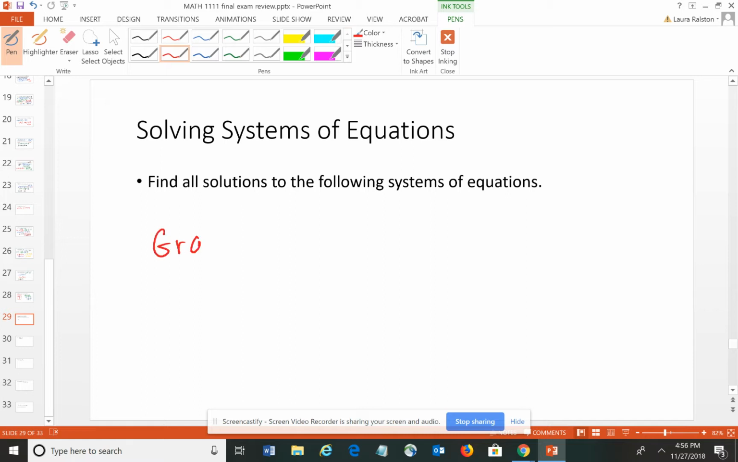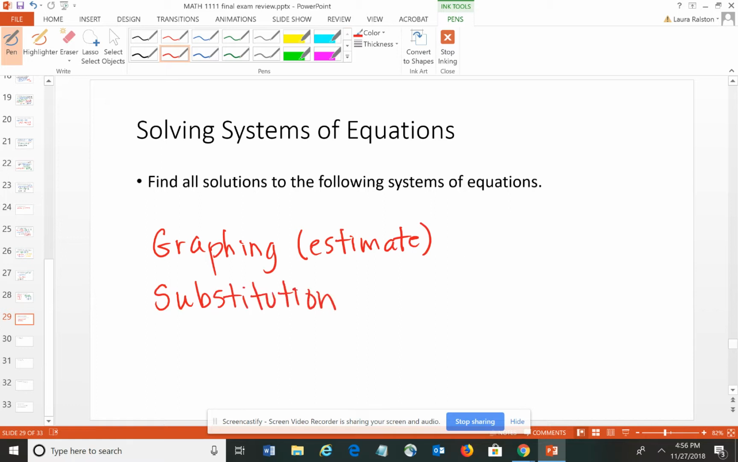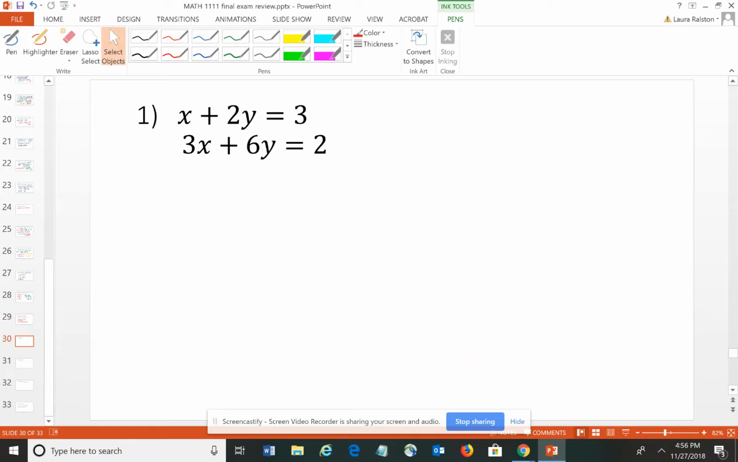One was graphing, which is really not the best option because you have to estimate. So it's typically not the first choice that I would use. The second method we talked about was substitution. And then finally we talked about either the elimination, or it's sometimes called the addition method. And quite honestly, that's probably the one that I like the best, but we'll look at a variety of the examples as we go through these.